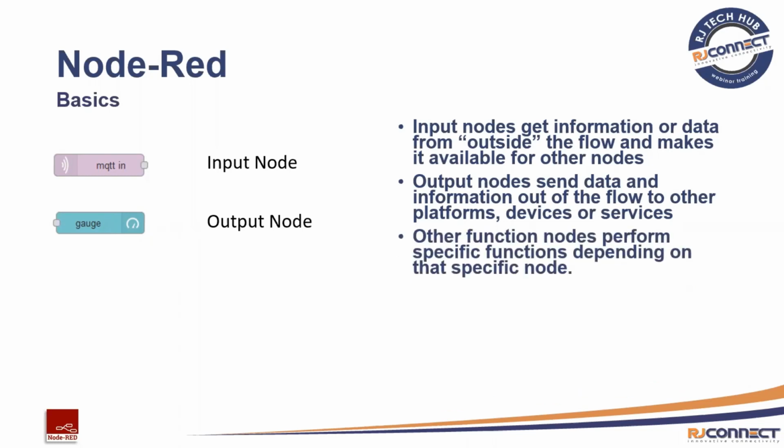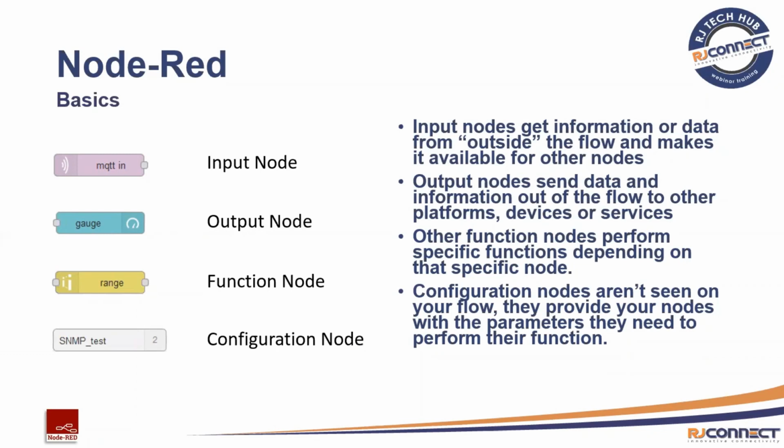Then we get other function nodes, and these nodes perform specific functions to process the data that you received in the node and then output that information through the flow. So in this example, there's a range node that we use, and this node can then convert, let's say, a value from 0 to 10 to 0 to 100, for example.